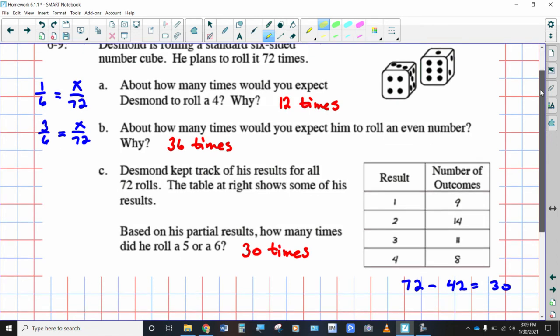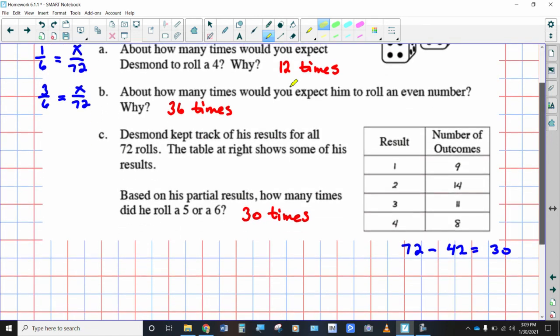This is experimental probability. Just because the theoretical probability says a 4 should come up 12 times or an even number should come up 36 times doesn't mean that's exactly how it's going to work. So looks like for these outcomes, the 1 happened 9 times, the 2 happened 14 times, the 3 happened 11 times, and the 4 happened 8 times, which was less than we expected, right? We expect all of these to happen 12 times, but that's not really how it works with the experiment.